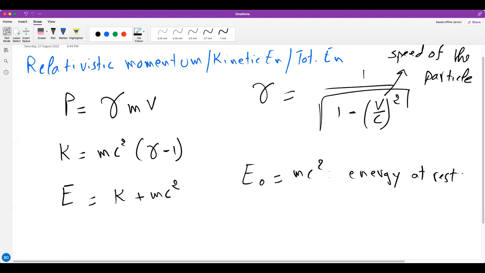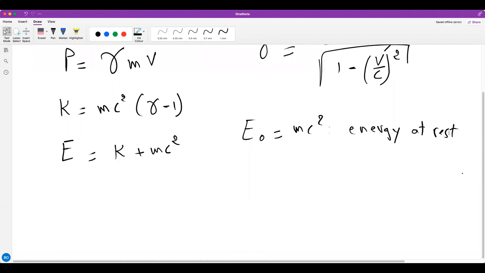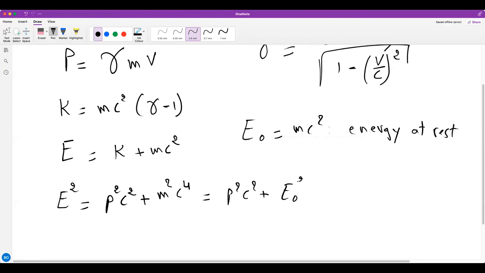The energy at rest. And then there is another formula which is very interesting, the relationship between the total energy, the momentum, and the energy at rest. The total energy squared is equal to momentum squared times c squared plus m squared c to the fourth, or equal to p squared c squared plus E0 squared, where E0 is the energy at rest.